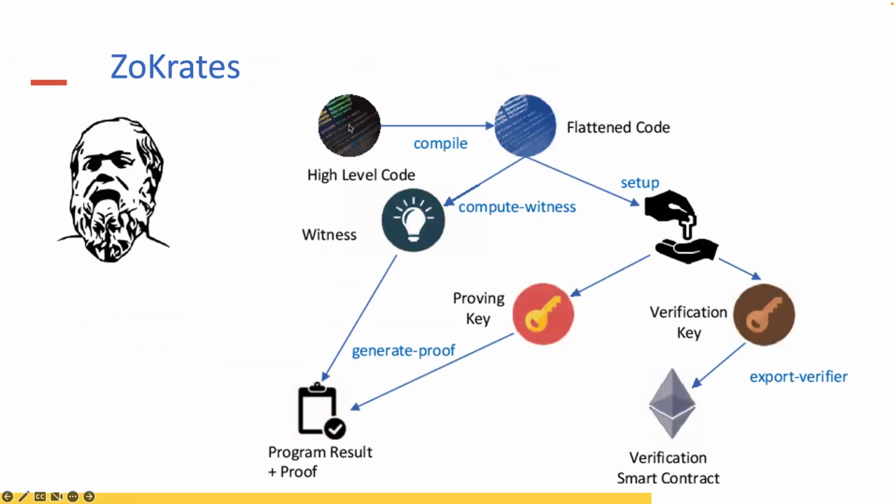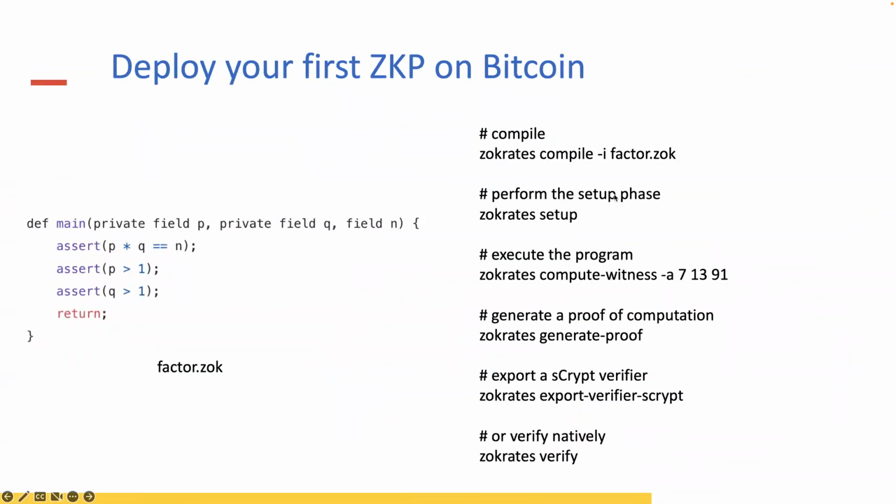Once we finish the first step, we have this flattened code. You can think of it as a circuit. Once you have a circuit, you can set it up. You have the 2 keys. Then this is a separate thing: you can run the program.